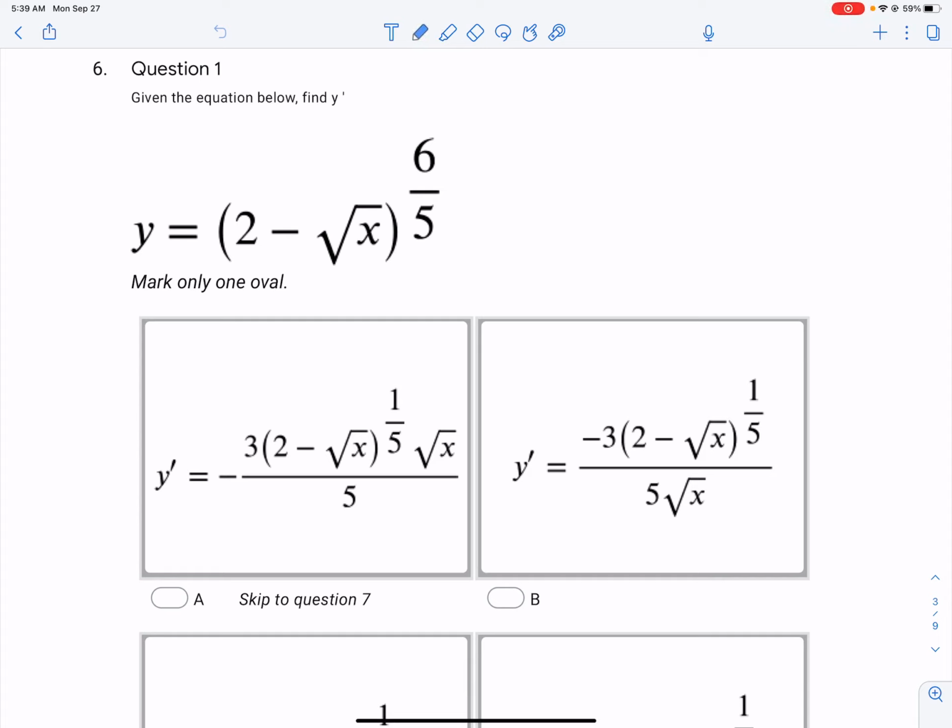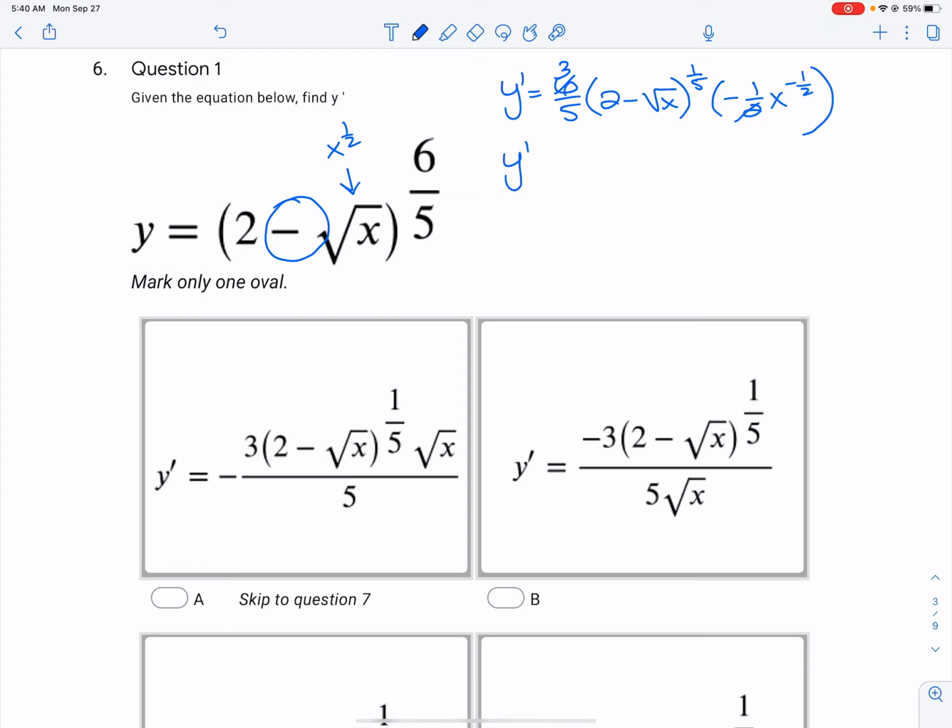All right, so let's go ahead and take a look at this problem set. So your derivative, bring down the 6/5, 2 minus root x, subtract 1 from the exponent to the 1/5 power. This is x to the 1/2, so then it's times negative 1/2, x to the negative 1/2, because of that negative sign that's there. So then these reduce, that gives me a 3.